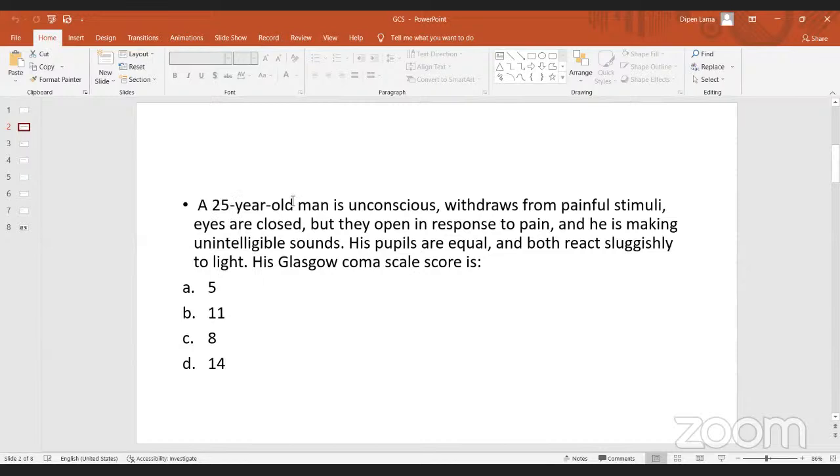A 25-year-old man is unconscious, withdraws from painful stimulus. Eyes are closed, but they open in response to pain, and he is making unintelligible sounds. His pupils are equal and both react sluggishly to light. His Glasgow Coma Scale score is: option A is 5, option B is 11, option C is 8, option D is 14. So for this kind of question, you should know GCS in details.